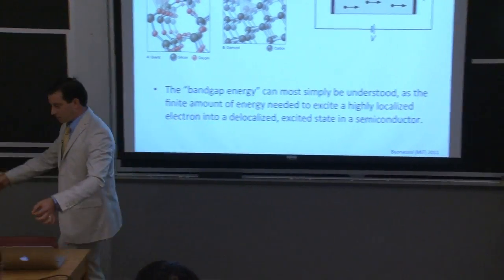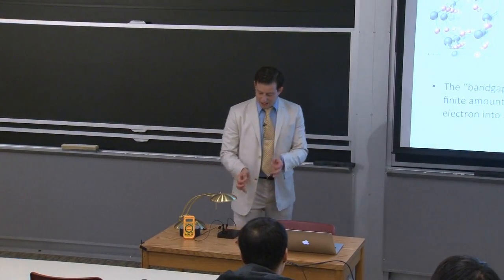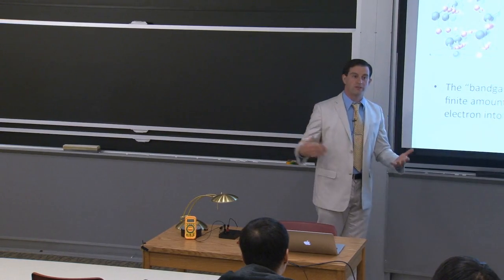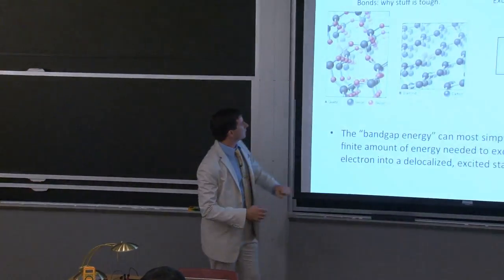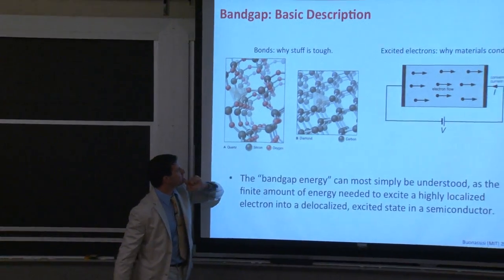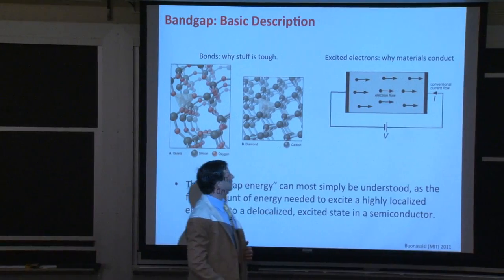When you apply the two probes, and there's a little battery in here that applies a field across the material, you wouldn't be able to measure much current flow because there wouldn't be too many free electrons to carry that current. So the bound electrons essentially enhance the strength of the material, but it doesn't help us from a semiconductor point of view. What we need are excited electrons, and excited electrons are why materials conduct.